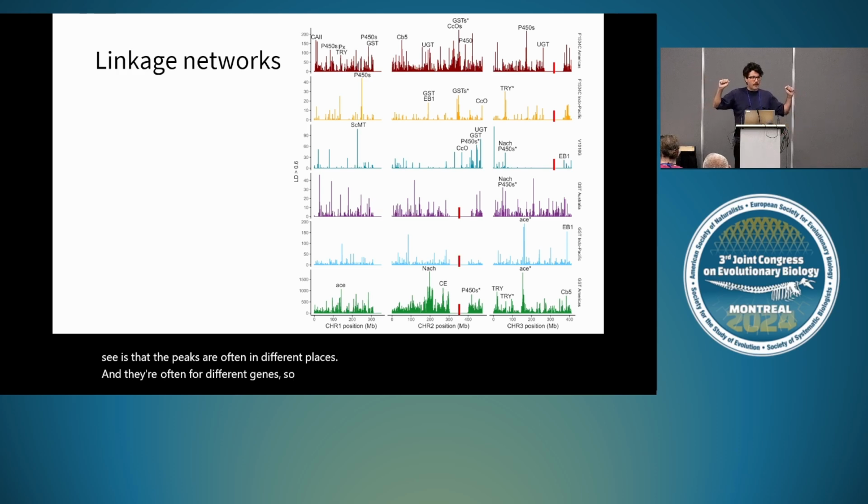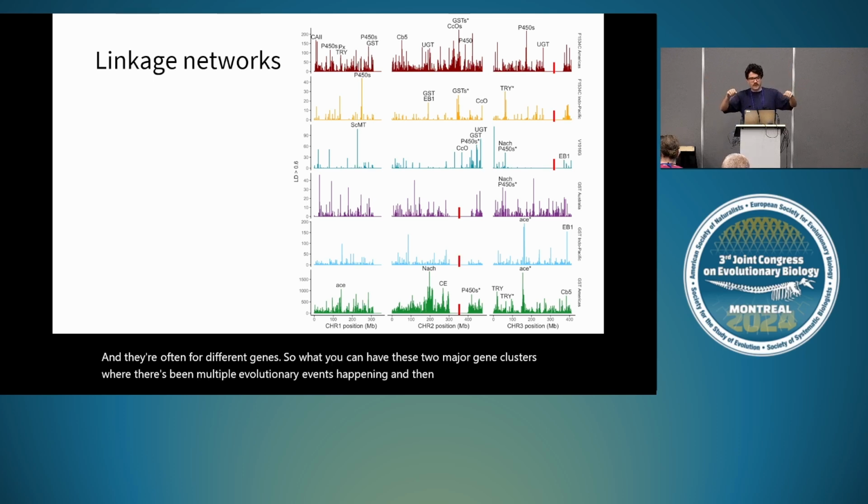So you can have these 2 major gene clusters where there have been multiple evolutionary events, and then they've swept. But locally, in different populations or associated with different sweep backgrounds, they will be interacting with different sets of genes to produce these mosaic phenotypes of resistance. And whatever might be in linkage here may be changing over time. This is really just a cross-sectional snapshot of when we sampled.